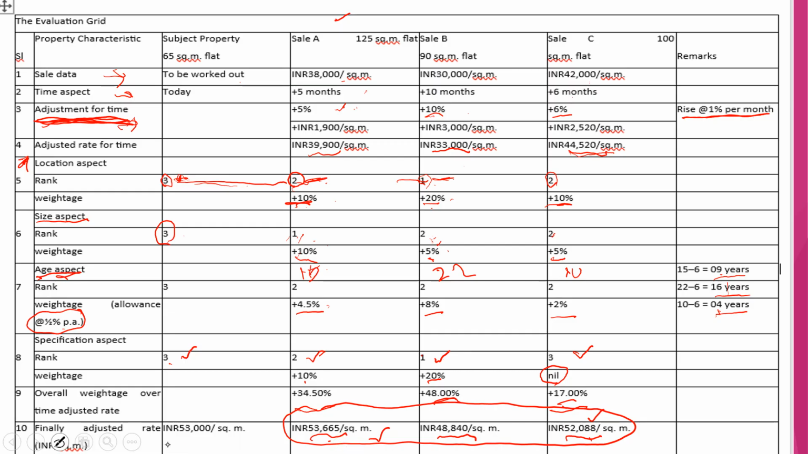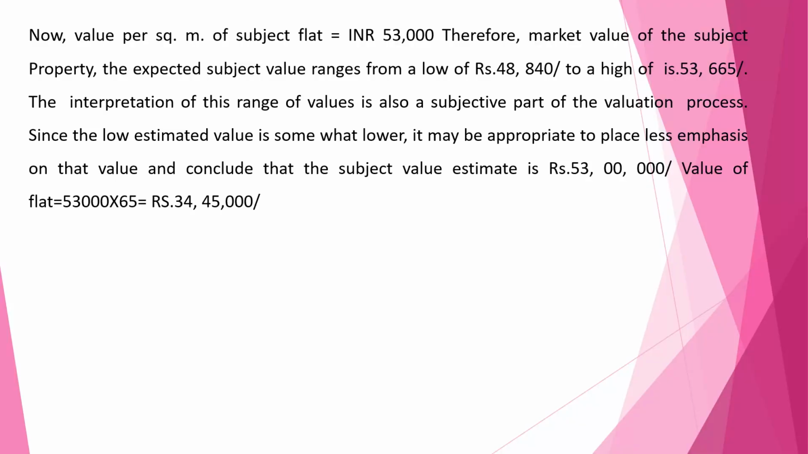So we assume a single value; we can safely assume the value of the property as 53,000. So the value of the subject flat is 53,000 because it varies from 48,840 to 53,665. So we can safely assume the value as 53,000. So value of the flat, 53,000 into 65, is 34 lakh 45,000. So in this way you can find out the value of the property by the adjustment grid model.